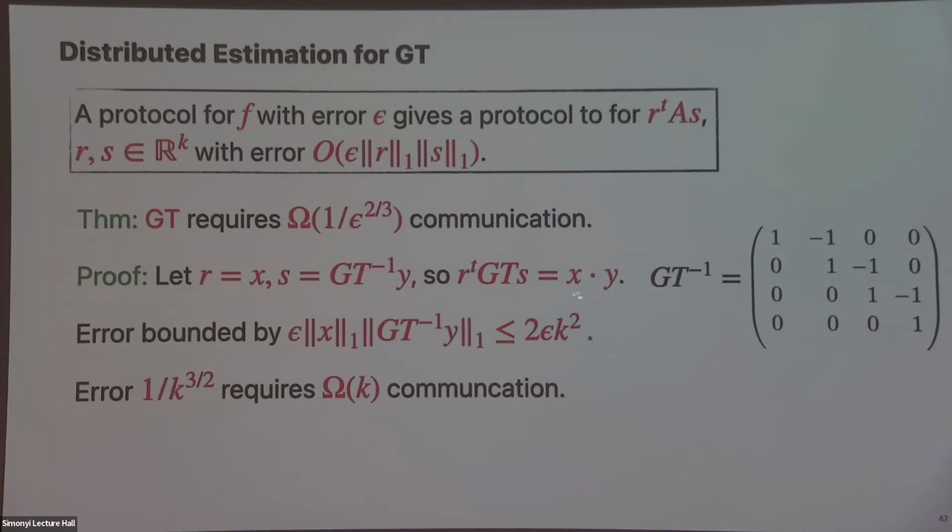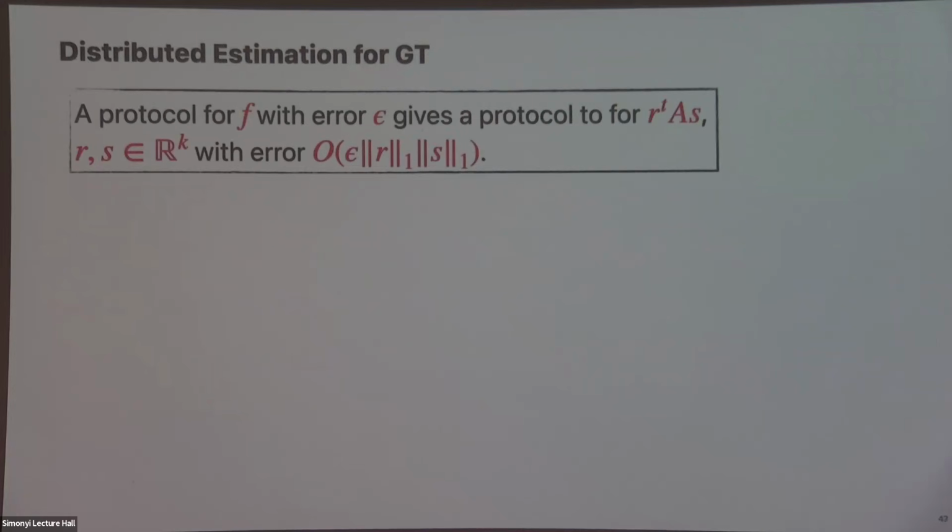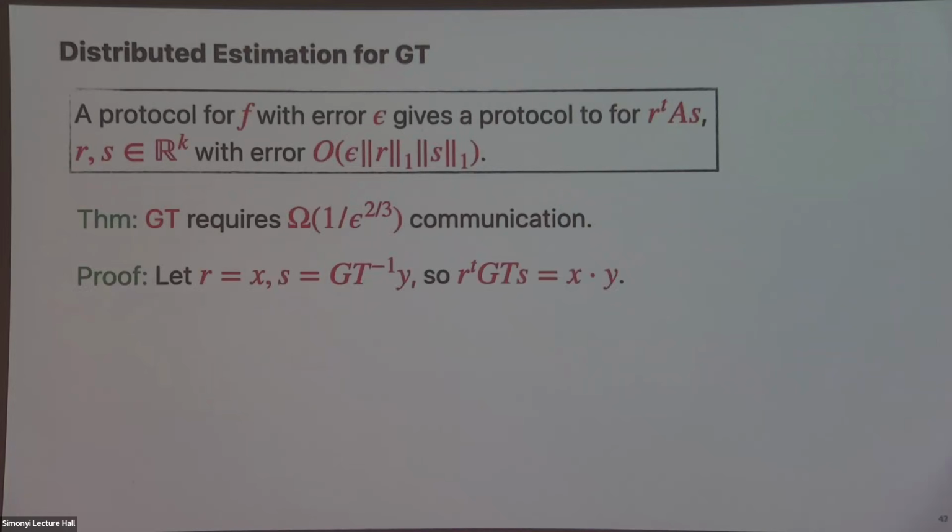And this is kind of interesting because greater than itself does not have small spectral norm, but greater than inverse does. That's why its communication turns out to be 1 over epsilon to the 2/3, right? Because you take the greater than matrix, it's got a whole bunch of ones. So, you hit it with the right vector and you'll get something which has norm K or square root K.